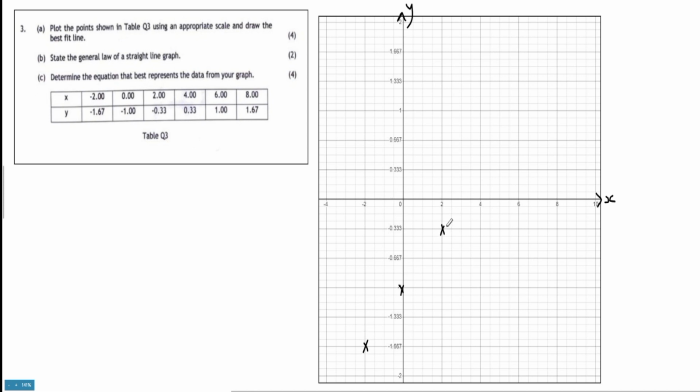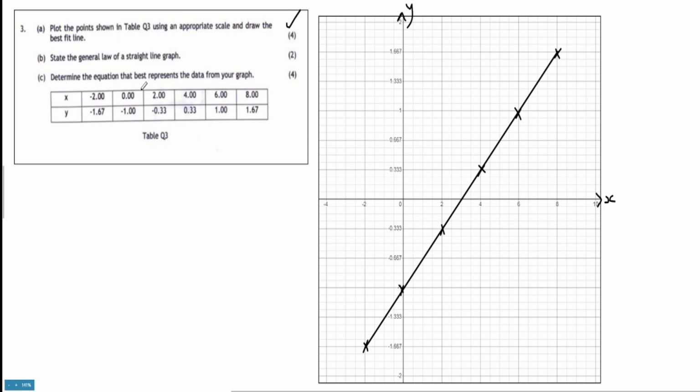You can see the pattern here, so I expect the next one to be here, next one to be here, next one to be here. Let's join them all together. That looks about right. I'm not going over it, extending it, because it doesn't say that. It says plot the points, use an appropriate scale, and draw a best fit line. So this is my best fit line. Just make sure I actually drew them correctly. Yeah, looks good. So there's the first part done.